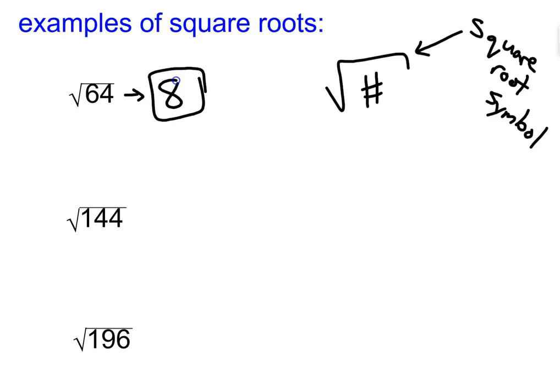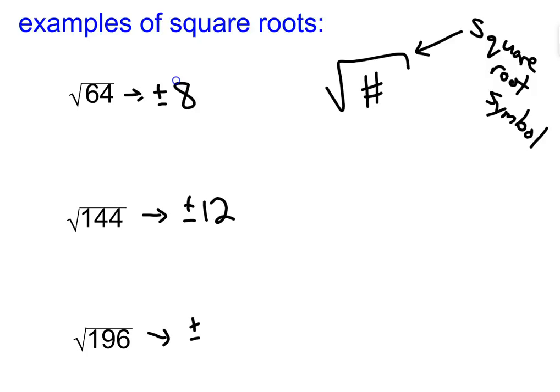144. What is the square root? Again, you could go back to your list and check that it is just the number 12. And I am forgetting that there are 2 solutions. So we should denote this as the plus or minus 8, or the positive and negative 12. Same with 196. That is the positive or negative 14.